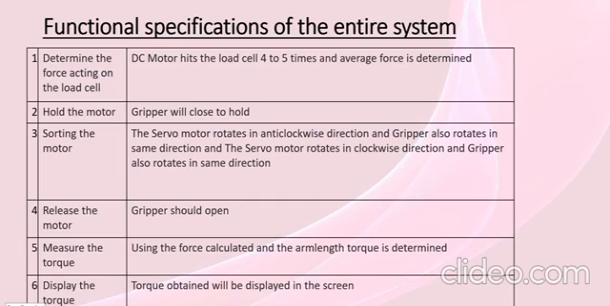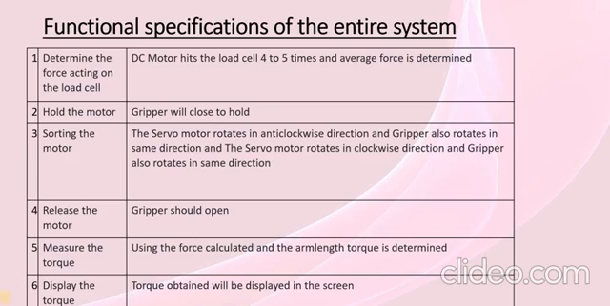Next is the functional specifications of the entire system. Here, the function is determining the force acting on the load cell. The DC motor will hit the load cell 4 to 5 times, and the average of all the readings will be calculated. That will be equal to the force acting on the load cell. Next is holding the motor. The DC motor in the gripper will rotate in clockwise direction and holds the motor.